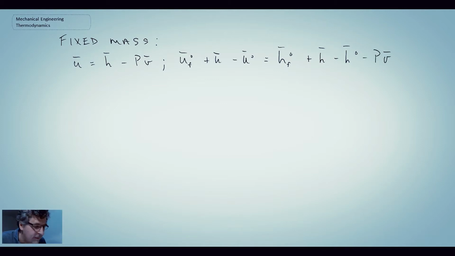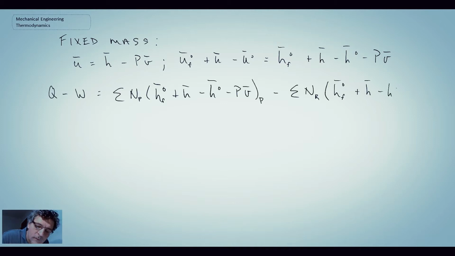And we have specific volume on a per kilomole basis there. So if we look at the fixed mass form of the first law, that's what we get. That should be reactants. Let me clean that up. So that's the form of the first law that we have.